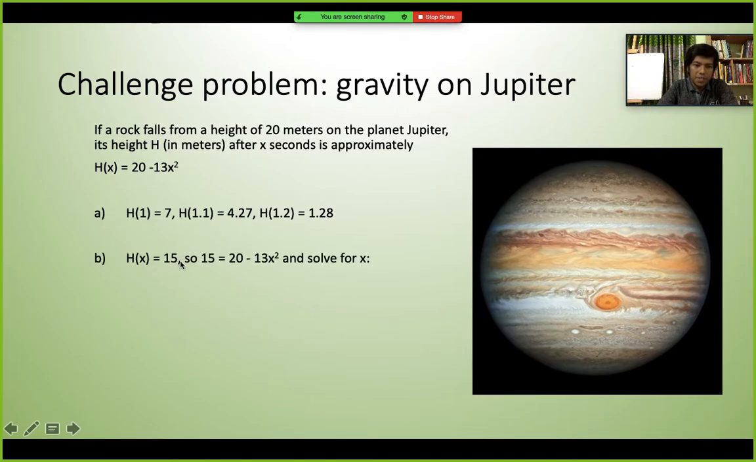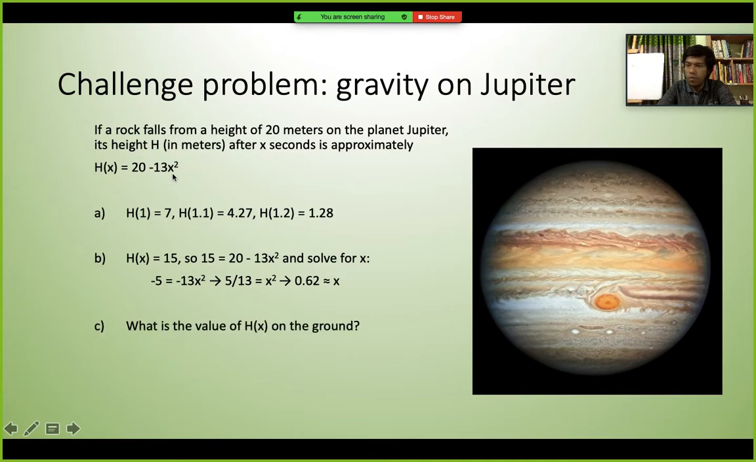This one is h of x equals 15 given. In the book you will see, in this maths for the gravity on Jupiter, they said that if height is 15, then x equals what? So this is how we solve. We have to put 15 on this side, then we solve x equals what? What is the time? Then what is the value of h of x on the ground? H of x means height. So height on the ground is 0 because on the ground there is no height. So for part C, we have to put 0 here and then do the math.